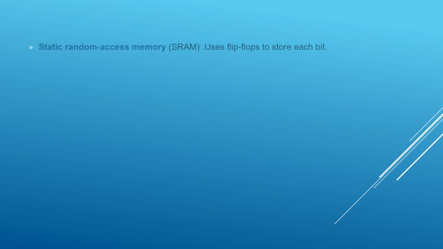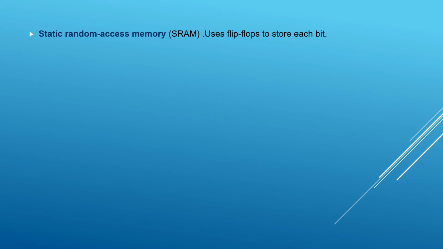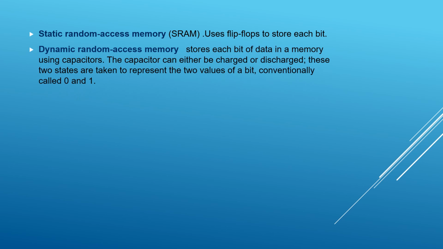Under RAM, we have the SRAM, which uses flip-flops to store each bit. That's whenever it's set, it stores one bit. When it's reset, it stores another bit. Then we have the DRAM, which stores each bit of data in memory using capacitors. That's when it's charging, it's storing one bit. When it's discharging, it's storing another bit.